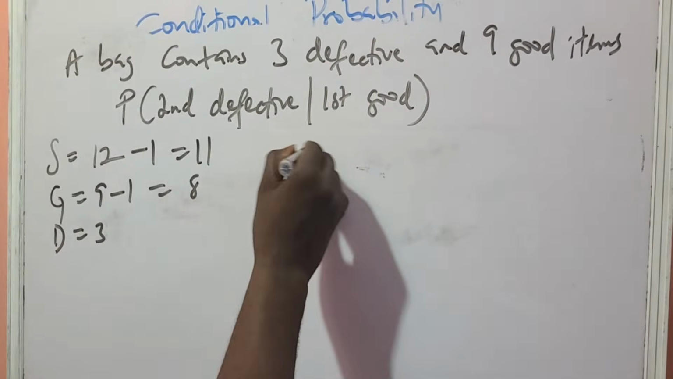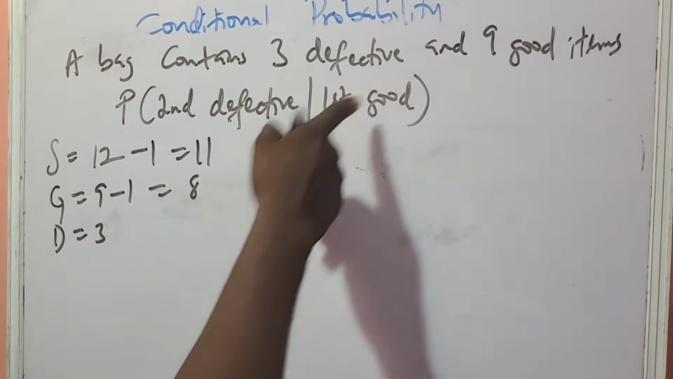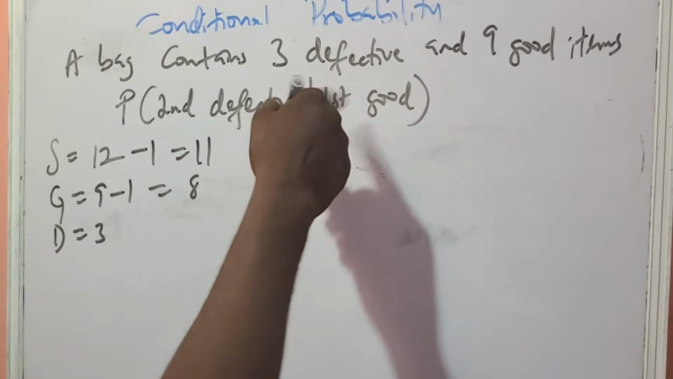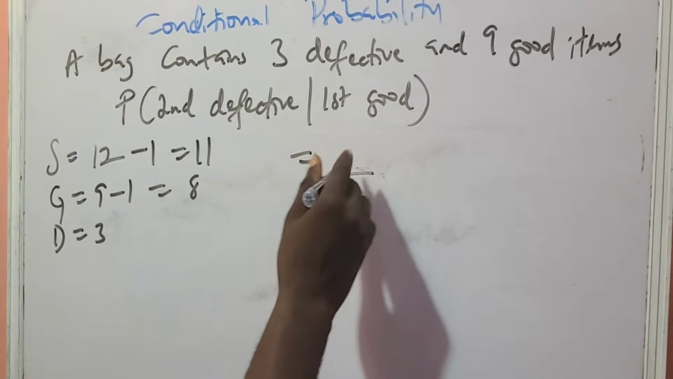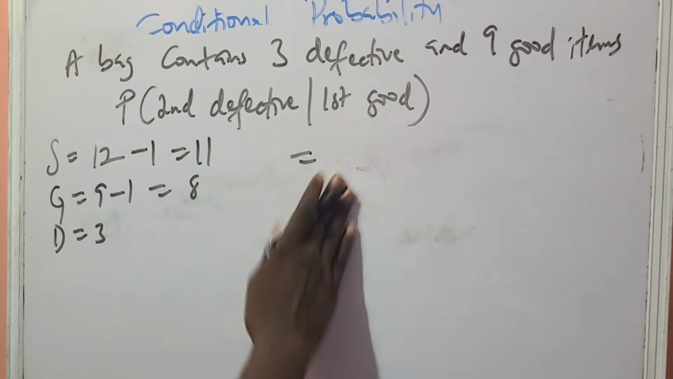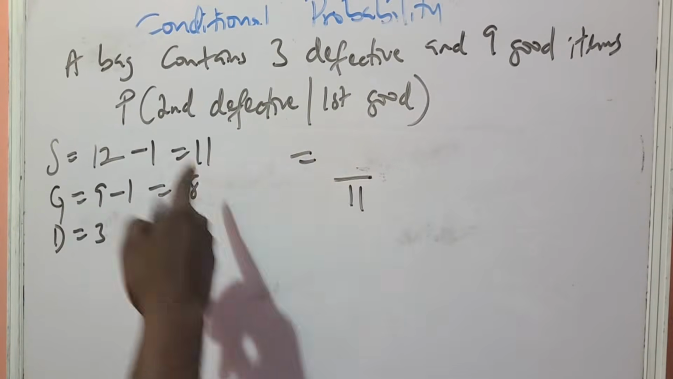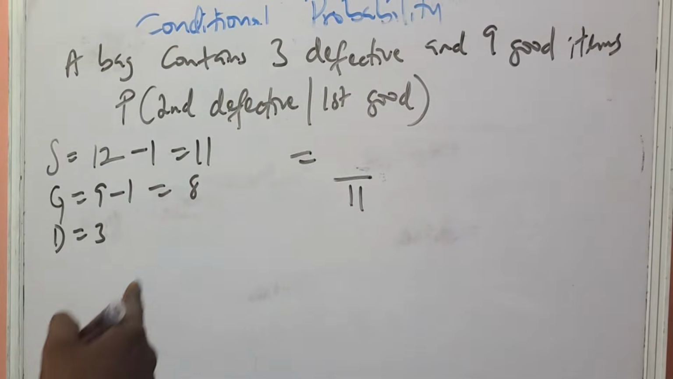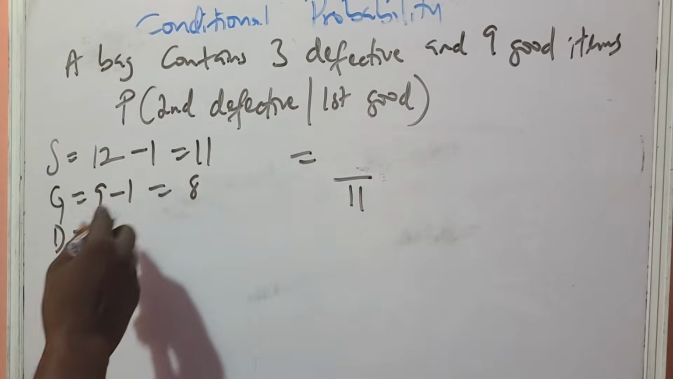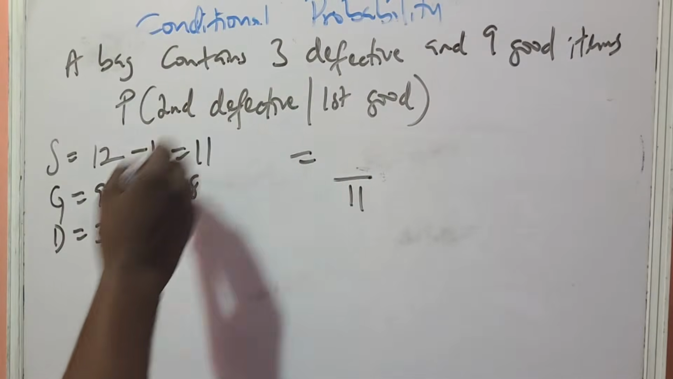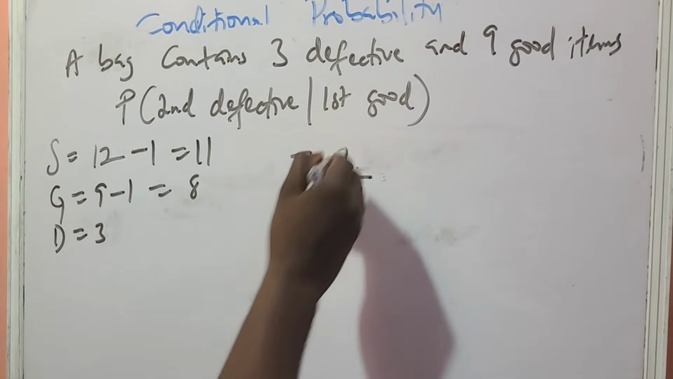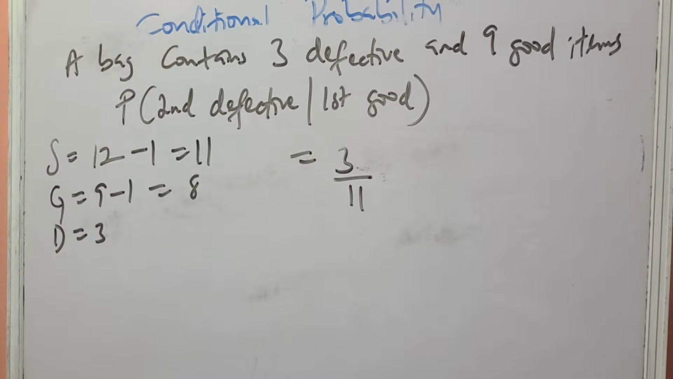So this probability of the second being defective, given that the first was good, of course, the sample space for this second pick will be 11, not 12 anymore, because you have already picked the first as good. And then for the second being defective, the numerator, the event space, will be 3. So this gives you 3 over 11. So this is how it works.